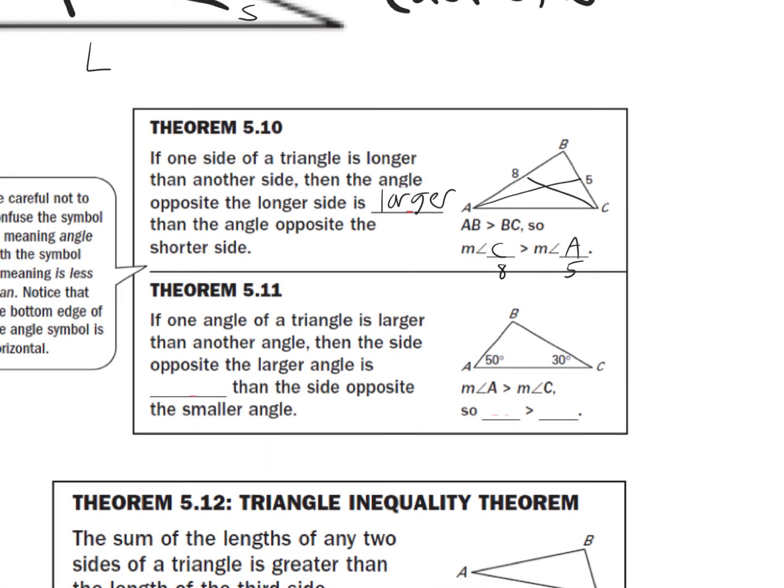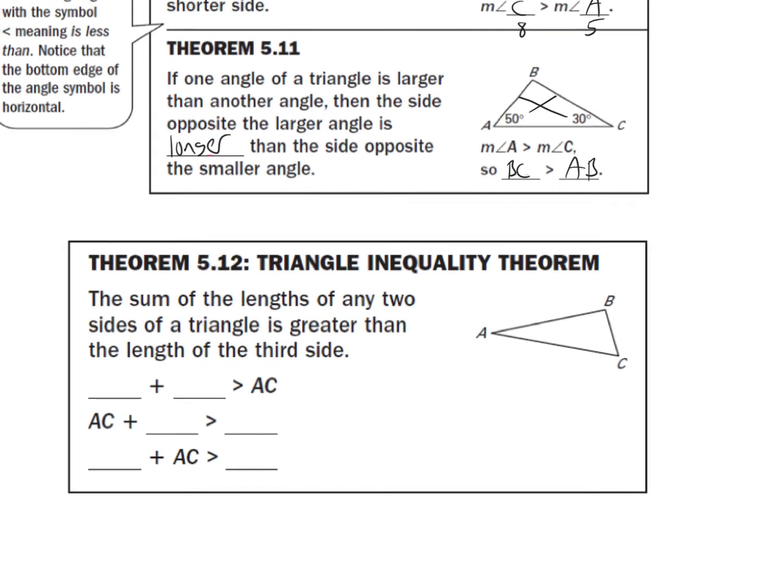Yeah, so if one angle of a triangle is larger than another angle, then the side opposite the larger angle is longer, is what? Longer than the side opposite the smaller angle. So for example, BC is across from 50 and AB is across from 30. So which side is going to be bigger? Yeah, BC is going to be bigger than AB. Okay, makes sense? Yeah, all right, sounds good.